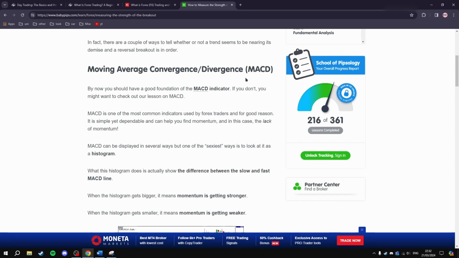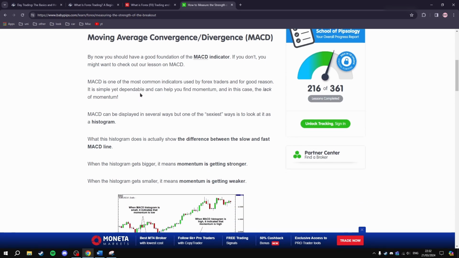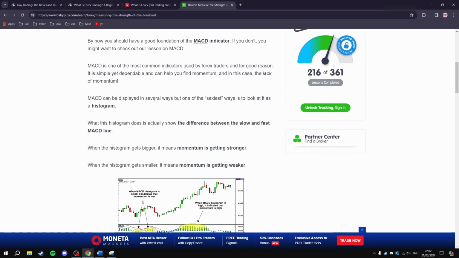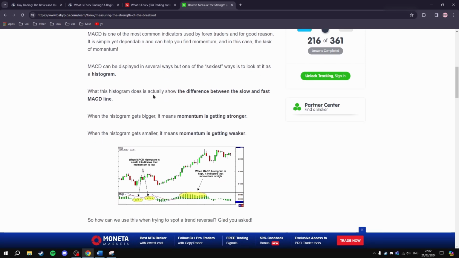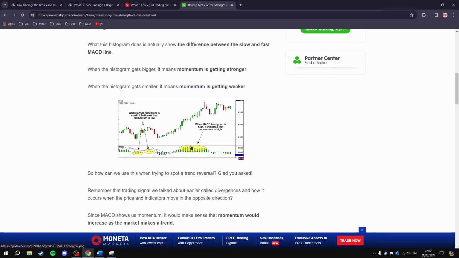Moving average convergence divergence. By now you should have a good foundation of the moving average convergence divergence indicator. If you don't, you might want to check out our lesson on the MACD. MACD is one of the most common indicators used by Forex traders, and for a good reason. It is simple yet dependable and can help you find momentum, and in this case the lack of momentum. MACD can be displayed in several ways, but one of the sexiest ways is to look at it as a histogram. What this histogram does is actually show the difference between the slow and the fast MACD line. When the histogram gets bigger, it means momentum is getting stronger. When the histogram gets smaller, it means momentum is getting weaker.